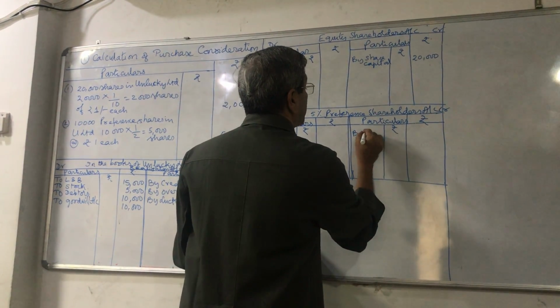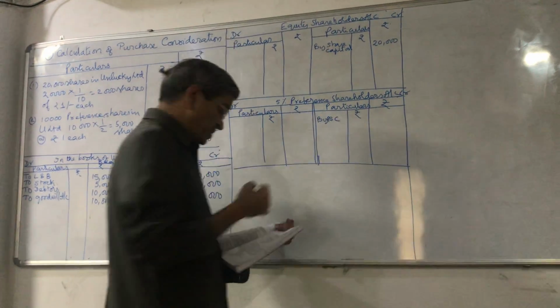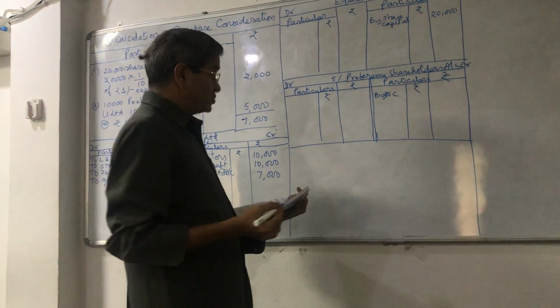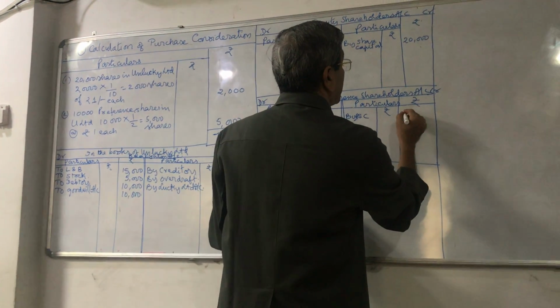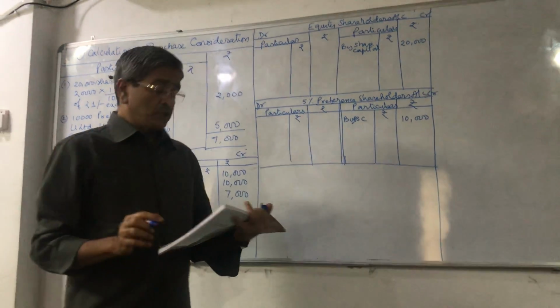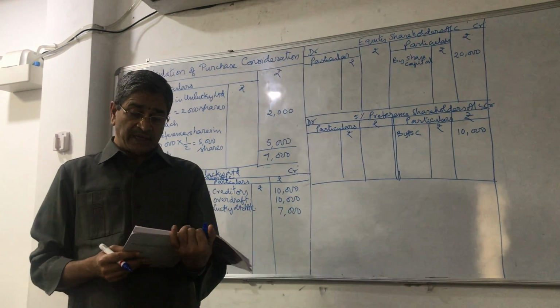By share capital, preference share capital, the same entry. Preference share capital he gave in the balance sheet is 10,000. So by preference share capital 10,000, I am putting it here. So we transferred both the share capitals. Reserves and surplus is there.